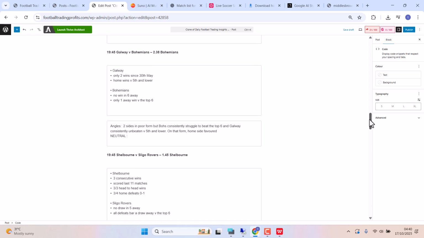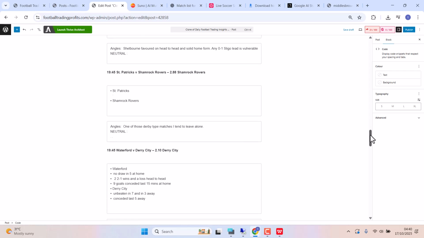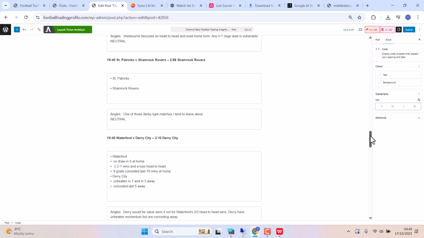Pretty poor going. Shelburne and Sligo Rovers, 3 consecutive wins, scored in the last 11. No draw in 5 away for Sligo. All defeats bar 1 against the top 6. So that picks itself for Shelburne, and I agree with the market there. St Pat's and Shamrock, as I say, a derby style match, and I've shown you time and time again, I think to good effect, that these are better left avoided. They can be very difficult to read.